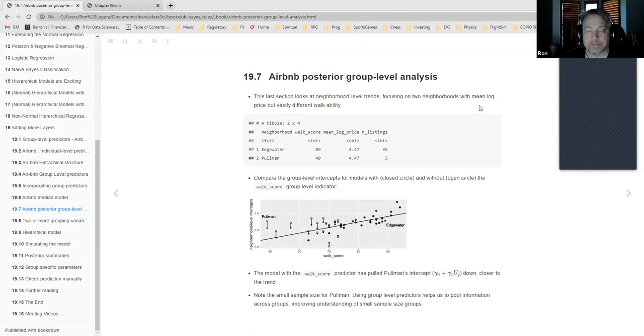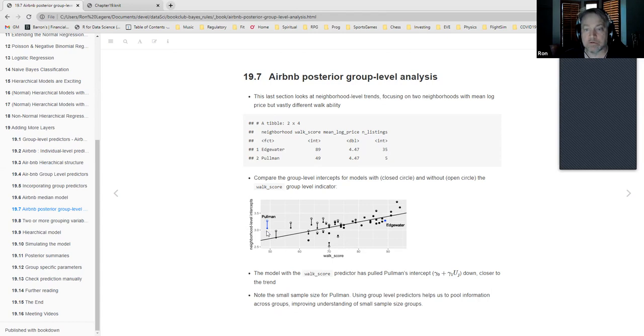All right. So this next section talks about the neighborhood level trends. Now we want to look at what these neighborhood level intercepts look like. We can do that as well, right? So for example, he focuses on two neighborhoods that have the same mean log price, but vastly different walkability ratings. Edgewater, which has a walkability of 89, really nice place apparently to walk around. And Pullman, apparently there's nothing nearby except maybe train yards or something, I don't know. And he looks at the effect of including this group level predictor on the group level intercepts. That's this plot here that they provide, which I just cut and pasted. I didn't generate the first model at all, right?